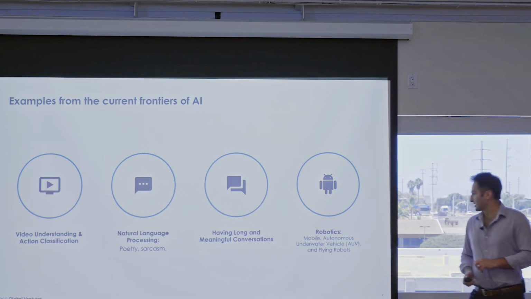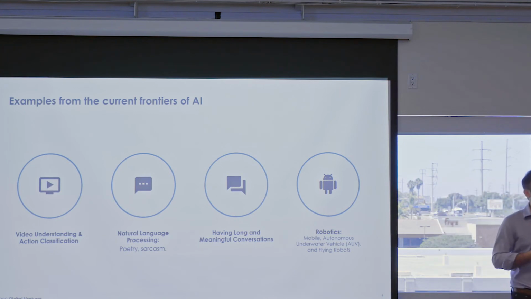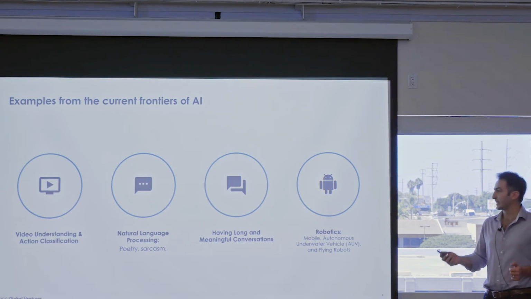And robotics is another area which people are working on: mobile robots, and especially the control systems for mobile robots, autonomous underwater vehicles, and flying robot drones that you see. The control systems for them are very complex, and they are using machine learning for that.